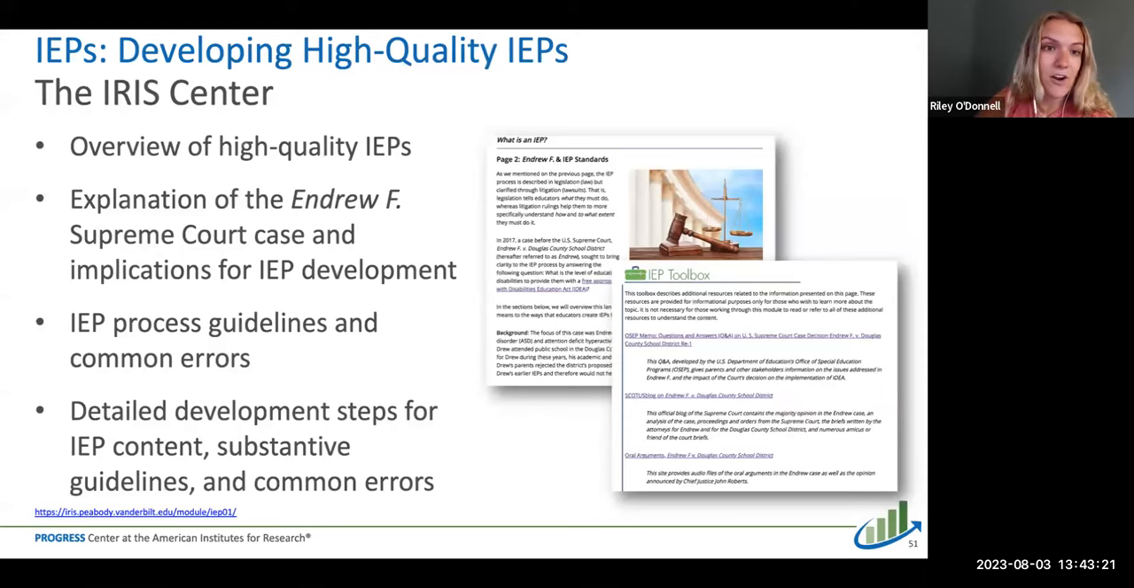But on this slide, there are a couple other resources that we do want to highlight that were not shared yet. These are some modules from the IRIS Center, as well as the Progress Center. I know we dropped those links before, but there are also some great online learning modules from the IRIS Center. This first one is on developing high quality IEPs, an overview of high quality IEPs. They explain Andrew F., the Supreme Court decision, IEP process guidelines and common errors, as well as detailed development steps for IEP content, substantive guidelines, and common errors.